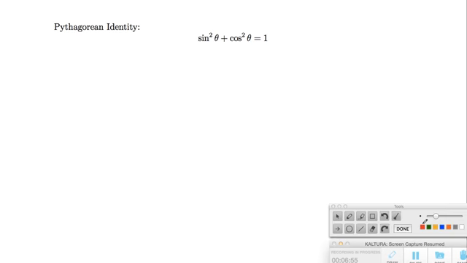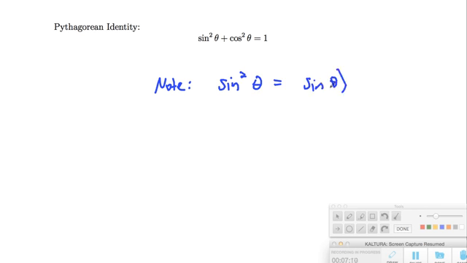Now, just to be clear about the notation, it can often be confusing for students, that sine squared notation. Note that the sine squared of theta really all that means is sine of theta squared. It's really just a shorthand to put the square right there by the end. So remember, when you see that square, it means that it's the whole thing squared.